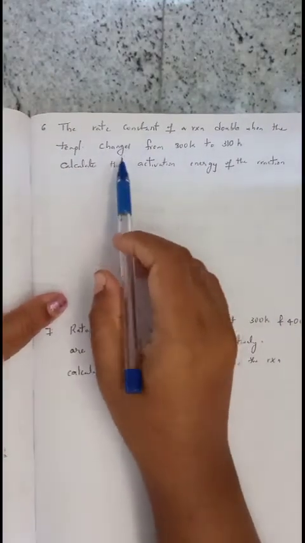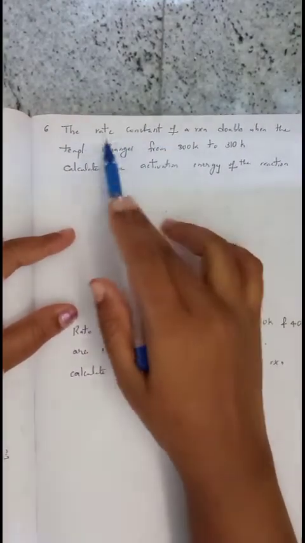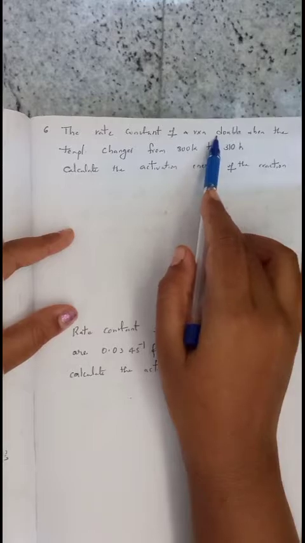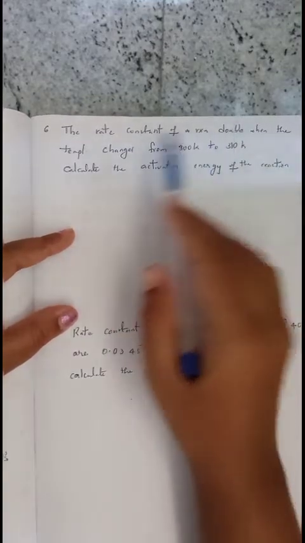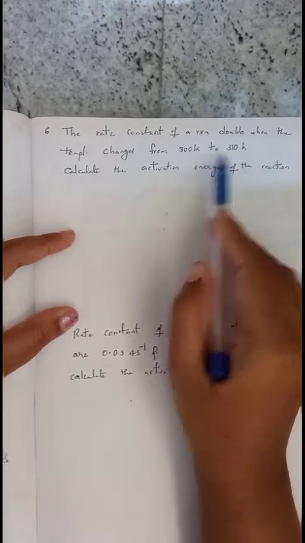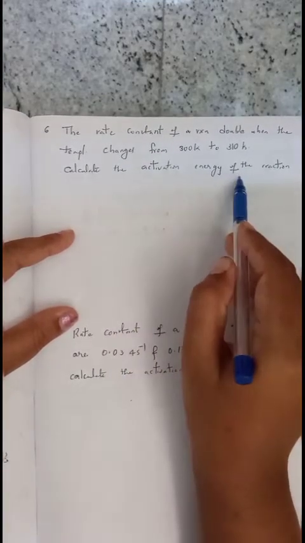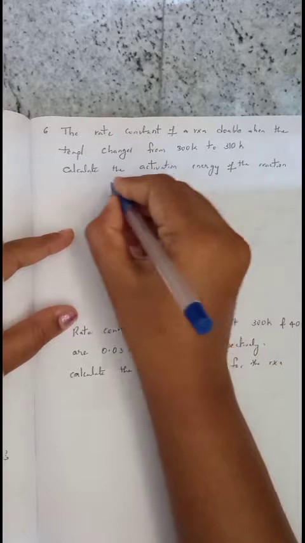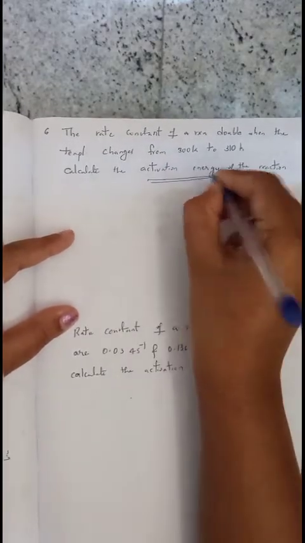Here is the next problem. The rate constant of a reaction doubles when the temperature changes from 300 kelvins to 310 kelvins. Calculate the activation energy of the reaction. We want to find out the activation energy of the reaction.